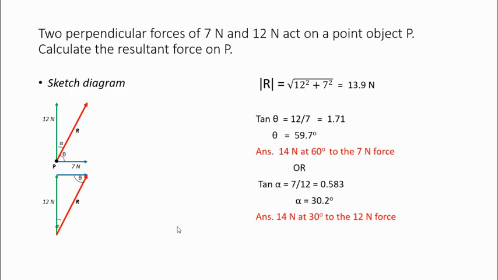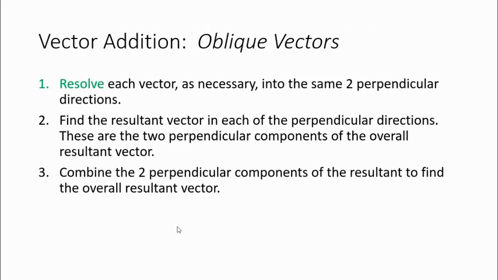So far we have looked at combining parallel vectors, antiparallel vectors, and perpendicular vectors. What do we do when the vectors are oblique? And remember, by oblique we said we mean not parallel, not antiparallel, and not perpendicular. So for oblique vectors, what we do, first of all, is to resolve each vector into two perpendicular directions. What do we mean by that?